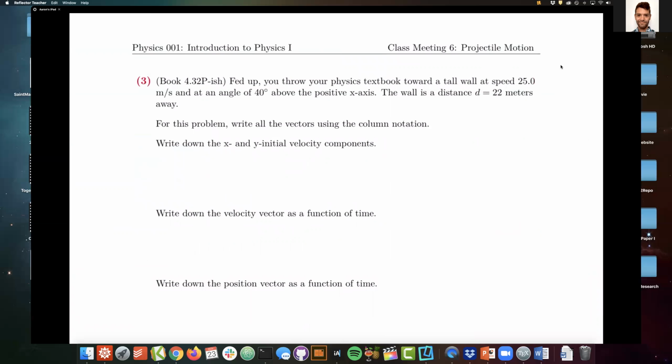Fed up, you throw your textbook towards a tall wall at a speed of 25 meters per second at an angle of 40 degrees above the positive axis. The wall is 22 meters away. So it might look something like this.